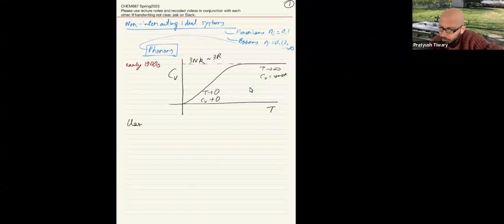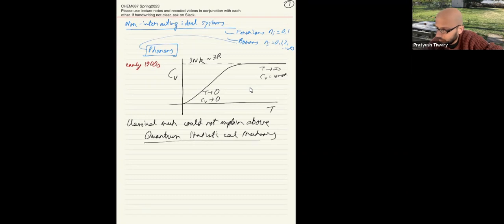So classical mechanics could not explain the above. In order to explain this, we really needed quantum statistical mechanics. Both of the things were needed at the same time. Without quantum statistical mechanics, this could not be explained. So that's what we are going to do in the next 2 classes or so. But first, I have to explain what goes wrong in the classical mechanical treatment.